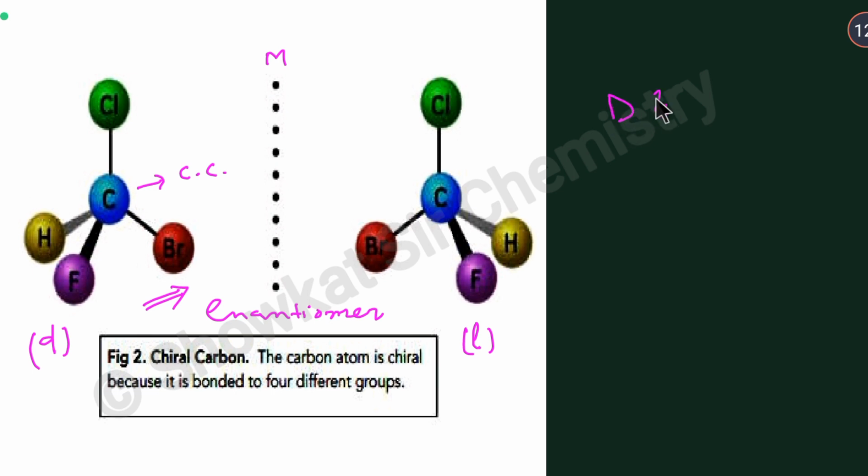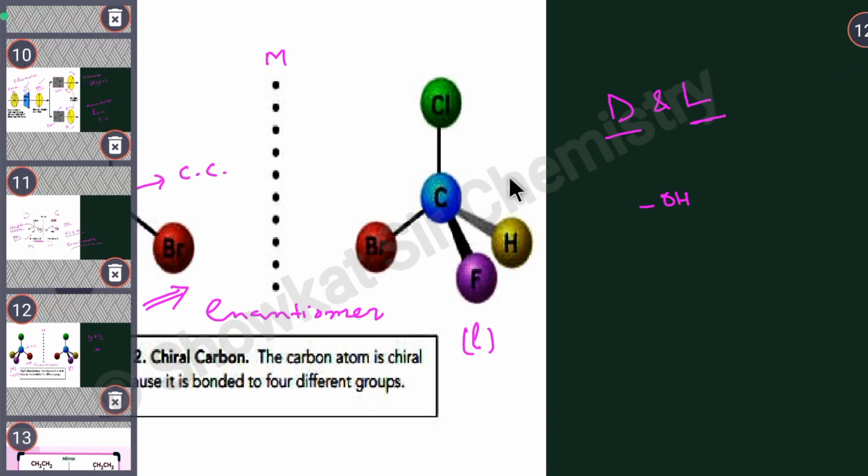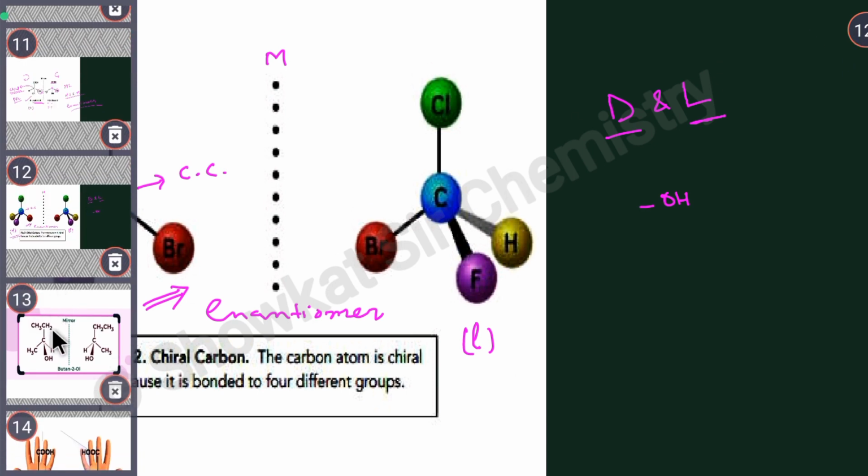Capital D and L, you can tell which is D and which is L just by looking at the molecule. If OH is on the right, that is D, right? But here it is not like that. You can tell which is dextro and which is levo only when you put it in the polarimeter. So it is experimentally found. This is a very important point to be noted down here.